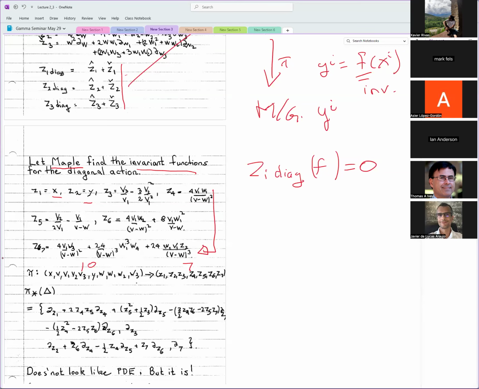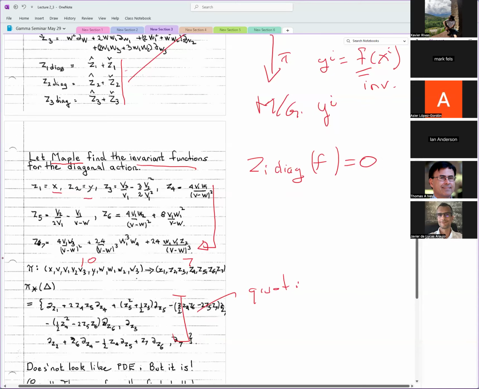So this here is the quotient distribution in terms of some funny coordinates Z1 through Z7. So it's partial Z1 plus 2 Z4, Z5, dot, dot, dot. Well, you get what you get. It doesn't look like the standard distribution for a PDE.